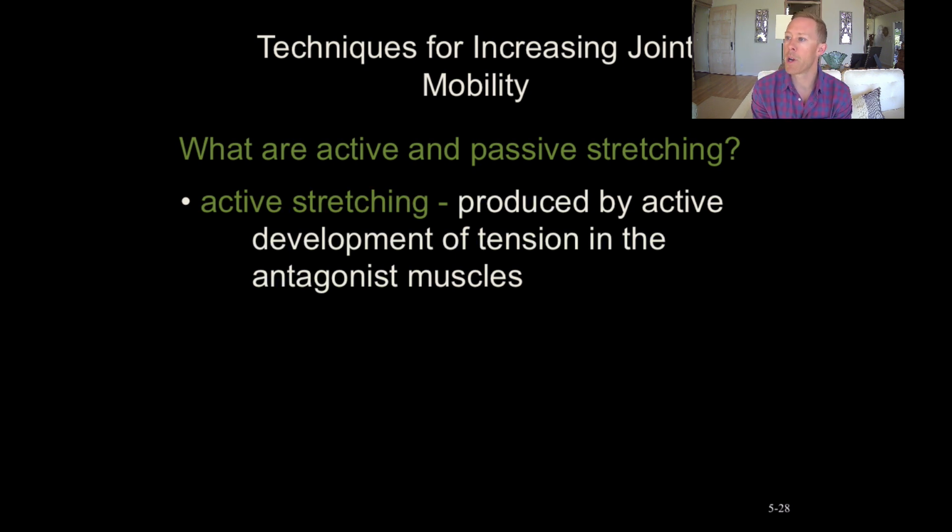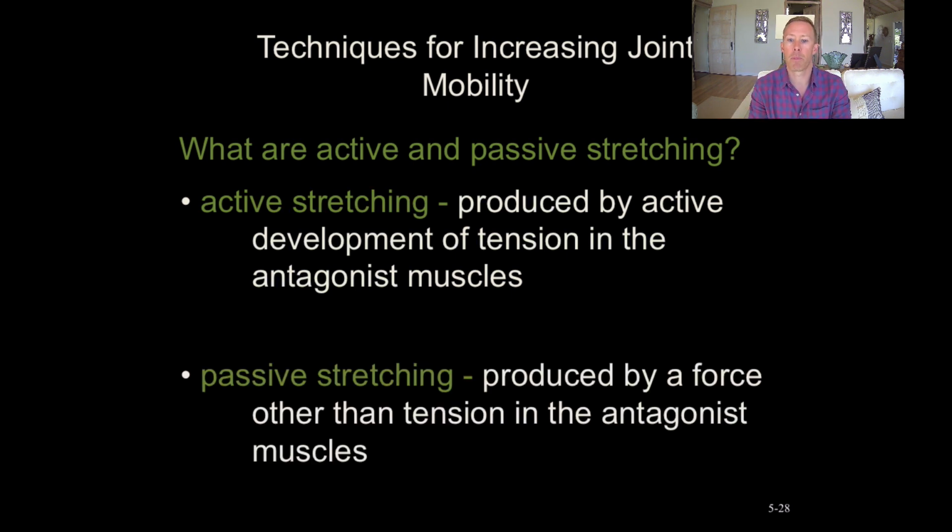So for example, if you wanted to do an active stretch of your hamstrings, you could lie on your back and contract your hip flexors, right? You'd pull your leg up straight and high enough until you feel a stretch in your hamstrings. That is an active stretch because you are using the antagonistic muscle, the hip flexor, to stretch the hip extensor. Whereas a passive stretch is produced by a force other than tension in the antagonist. Usually the passive stretch is something external, like a stretch strap or a partner, where there's not really any muscle effort on your part. It's something external that's creating the stretch.